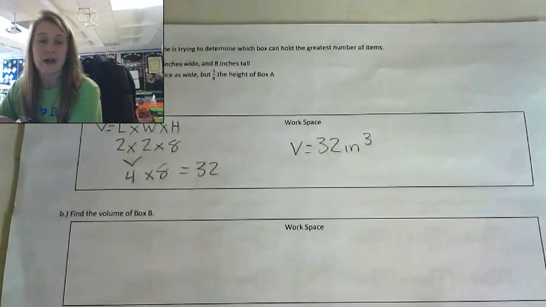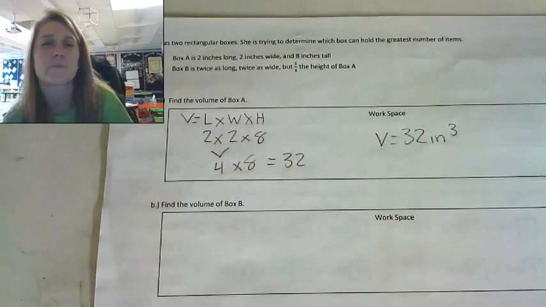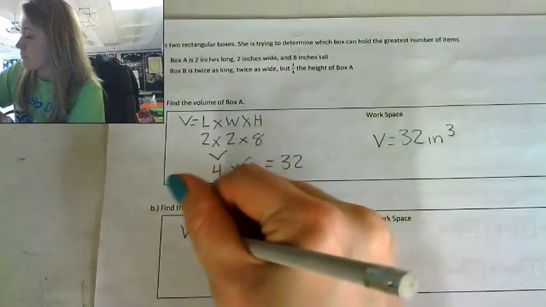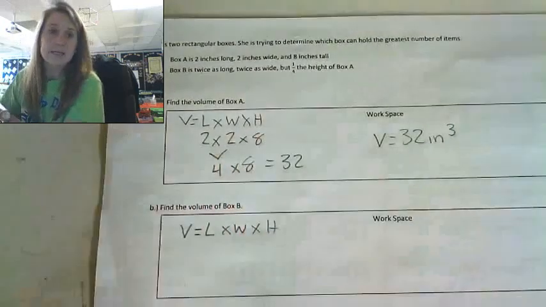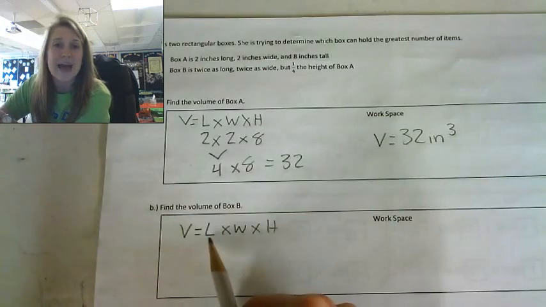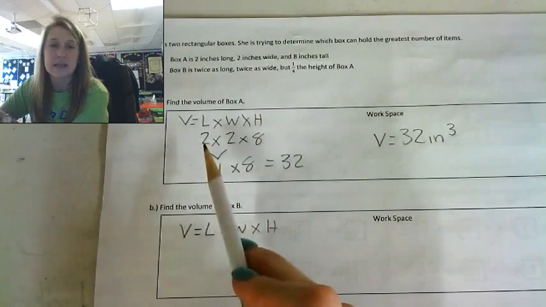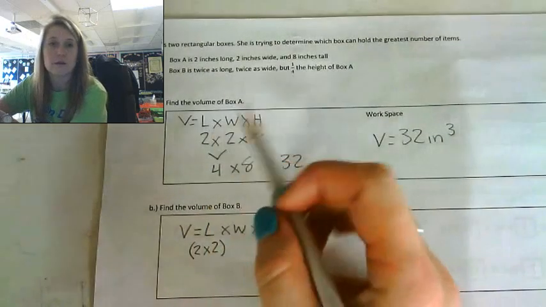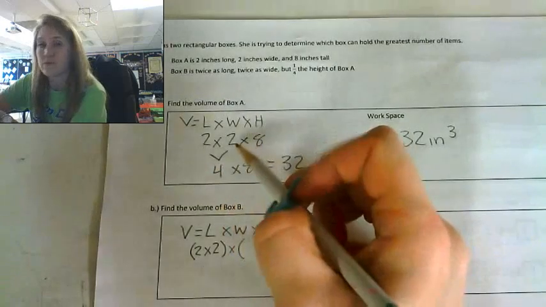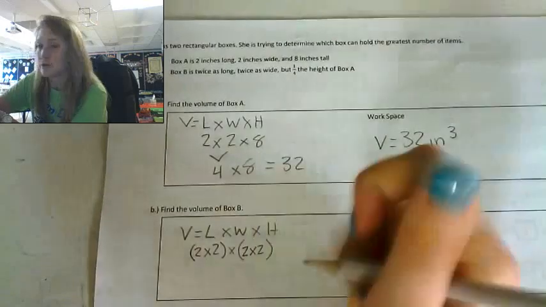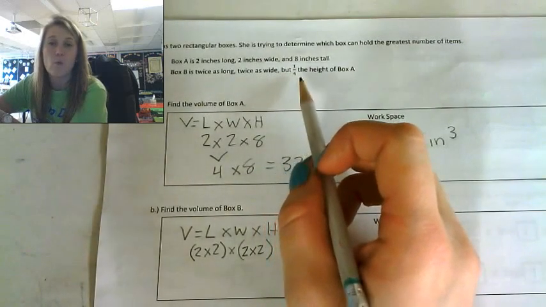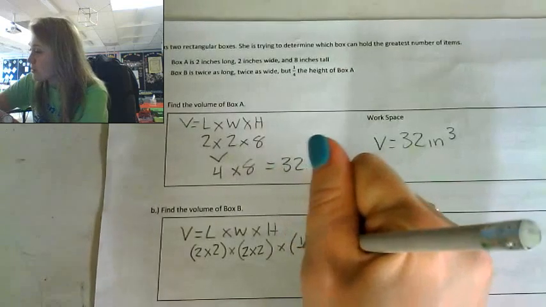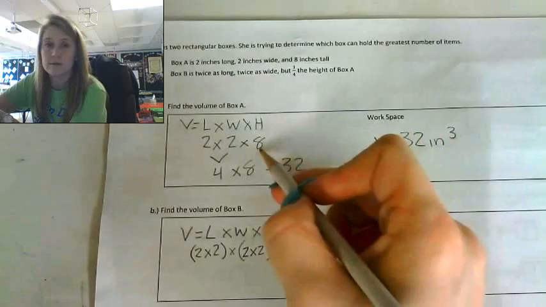Now let's look at B. Find the volume of box B. Now box B is a little bit trickier. Box B is twice as long, twice as wide, but 1/4 the height. So I'm going to go ahead and write V-O-L-U-M-E, length times width times height, E-Z. All right, the length is twice as long as box A. Well, box A's length is 2. So this length would be 2 times 2, twice as long. It's also twice as wide. So the width for box A was 2, so this is 2 times 2. But 1/4 the height. So the height is going to be 1/4 of what it gave me, 8.